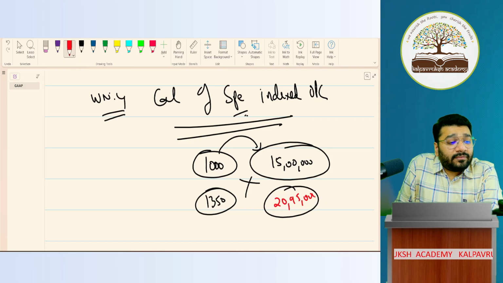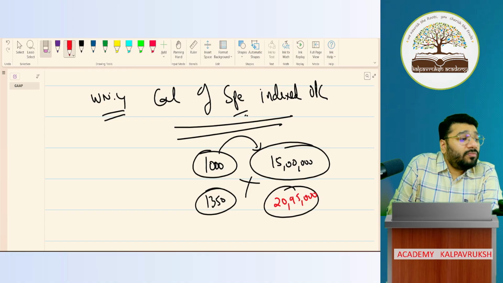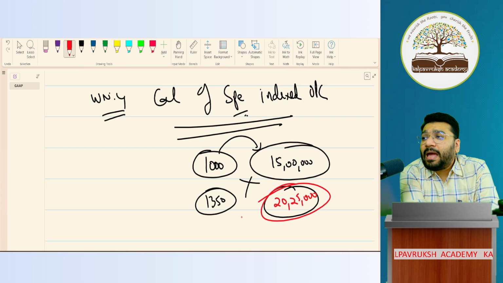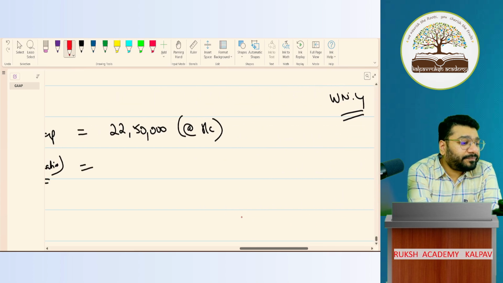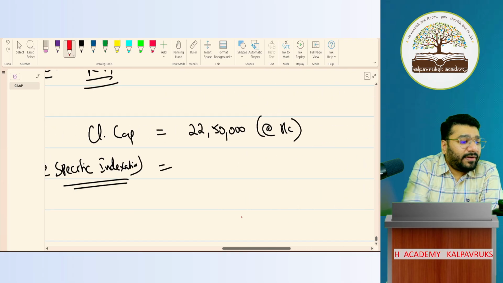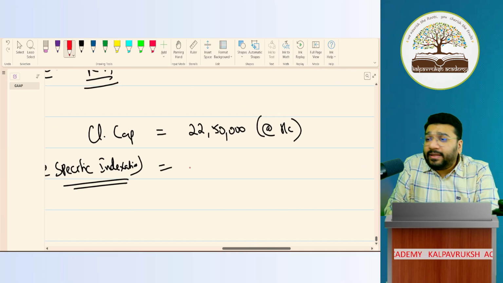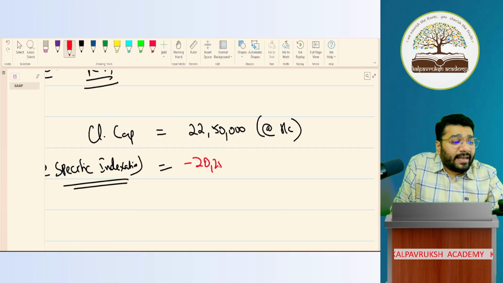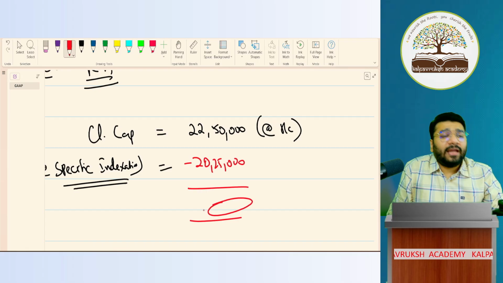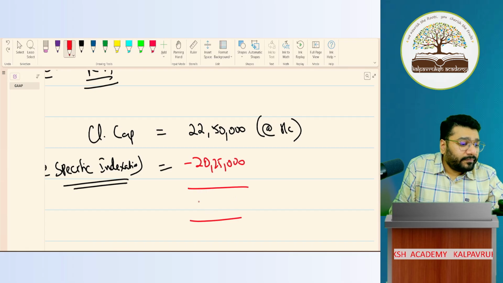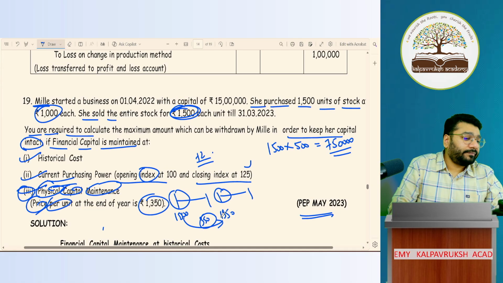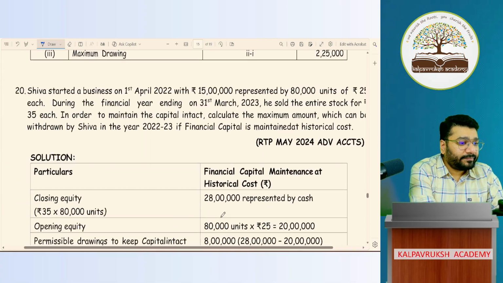20 lakh 25,000. This is my inflated opening capital. So out of 22 lakh 50,000, I have to retain in the business 20 lakh 25,000. The balance profit you can withdraw. How much is it? 2 lakh 25,000 is the balance profit that you can withdraw. That is called retained profit.